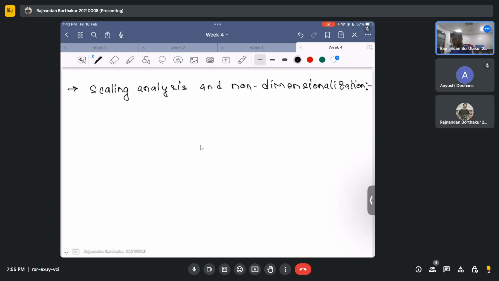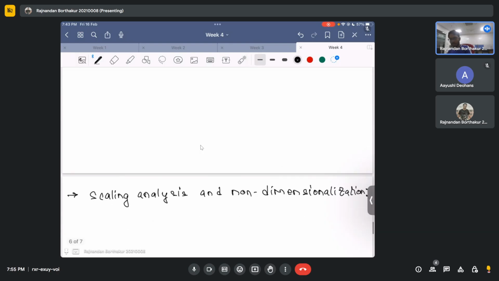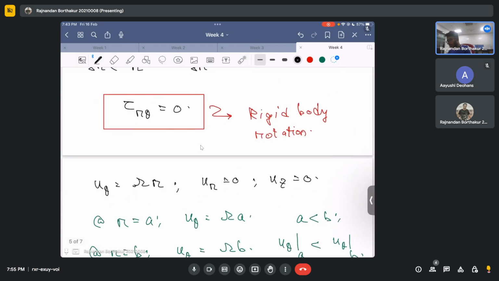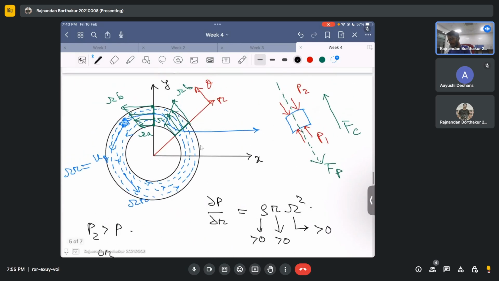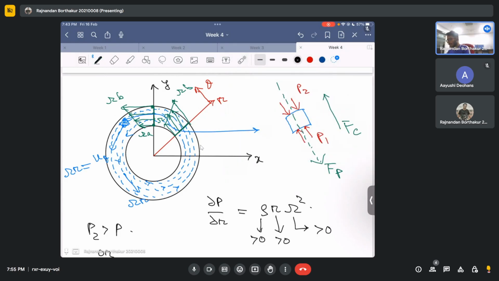Okay. But before this, I would stop here for some time. If you want to write notes on the previous analysis, you can, of course, write, or you can at least visualize by yourself and think about what I basically told. And then we will start off with this non-dimensionalization and scaling analysis. In the meantime, I'll just fill my jug and I'll come in 1 or 2 minutes.